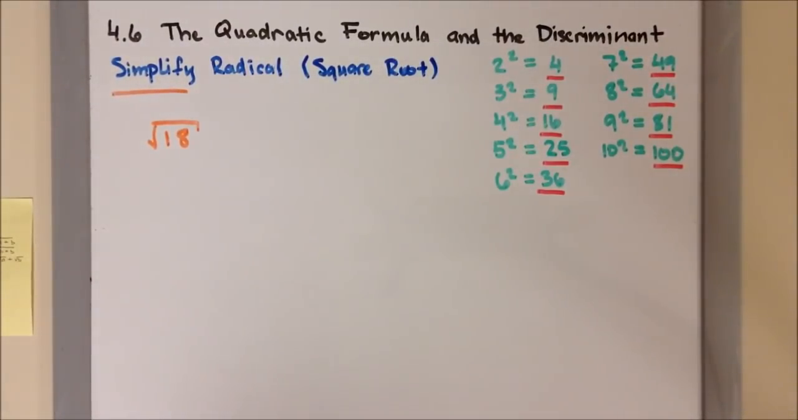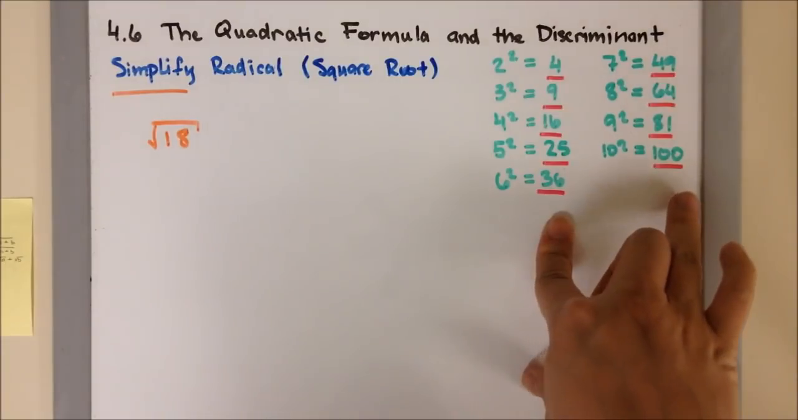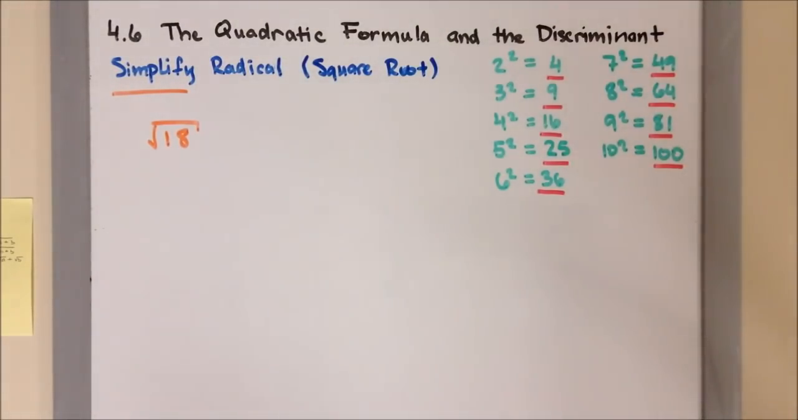In our first example, we have the square root of 18. So if we were to compare the numbers that I underlined, none of them matches with 18. So that is not a perfect square. So in the event you don't have a perfect square number, what you're going to do is split it into two numbers.